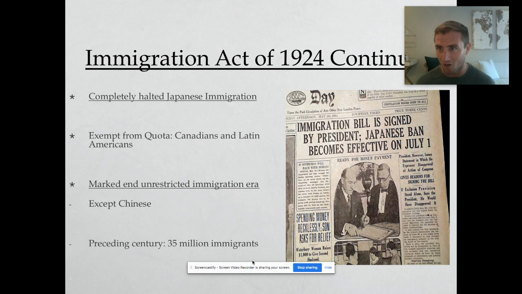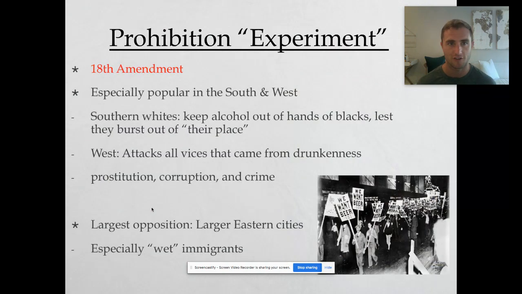This law does not halt immigration from the Western Hemisphere. Still, Canadians and Latin Americans could come in when they chose. As I mentioned, this marks the end of the unrestricted immigration era with the exception of the Chinese. So this is a big landmark situation, a big change in immigration in the United States.